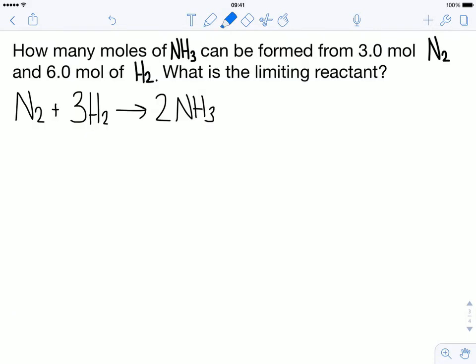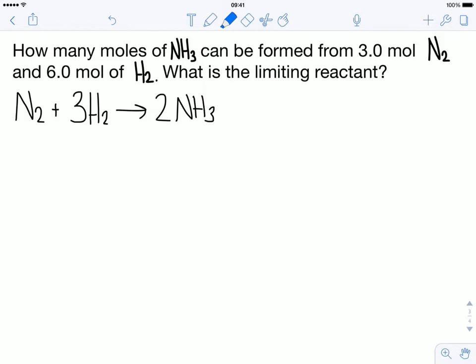Here's an example of a limiting reactant question. The question says, how many moles of NH3 can be formed from 3 moles of N2 and 6 moles of H2? What is the limiting reactant? Now, just as we started off doing the stoichiometry problems by identifying what we're given and what we're being asked to find, I like to do the same exact thing when we start limiting reactant problems. So let's take a look at what we're given in this problem and what we're being asked to find and make a note of that under the given reaction, and that can help us get started, especially if you're stuck and don't know what to do.